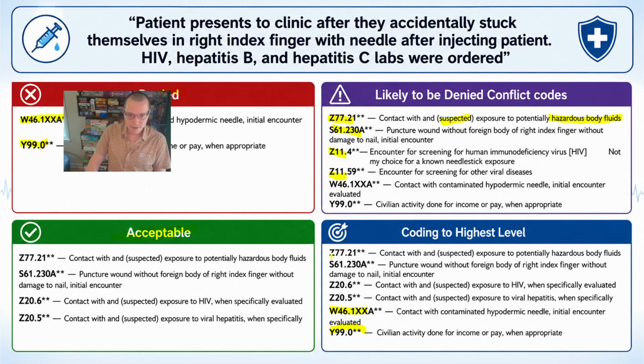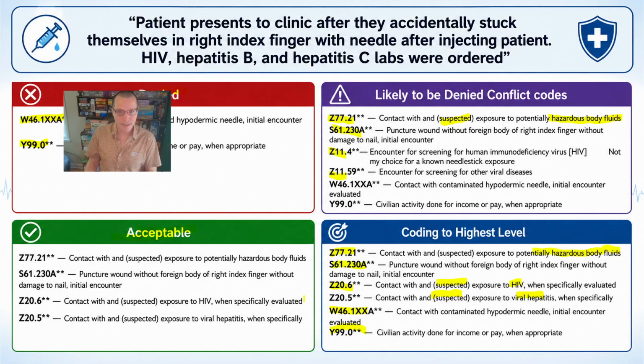Just make certain you're using the Z77 as the first listed for the exposure to the hazardous bodily fluids. Then we're going to use the puncture injury. And finally, we're using the most specific Z20s for the labs that were done. The suspected exposure to HIV and suspected exposure to hepatitis. And that's how we will code these to make certain we get coverage for it.